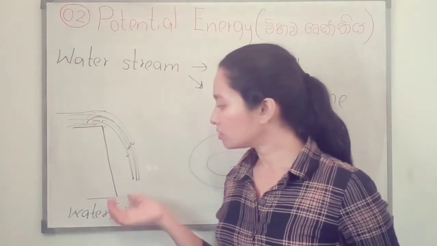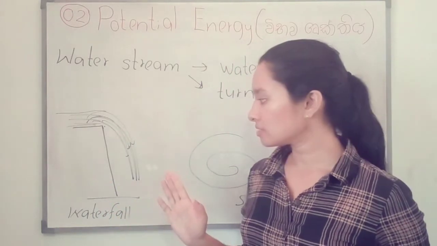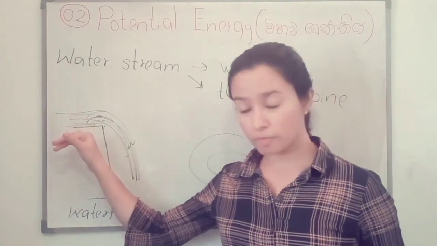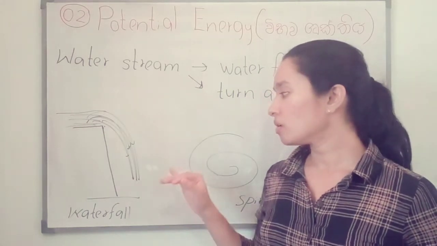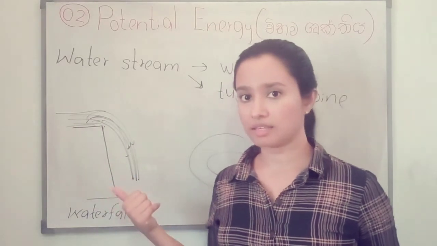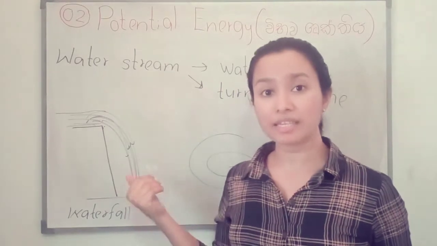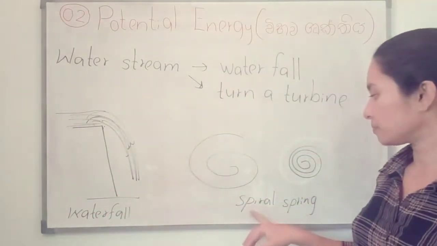How does the water get energy to flow? The water in a waterfall flows from a higher position to a lower position. So in the higher position there should be an energy. That's why the flowing water gets kinetic energy.